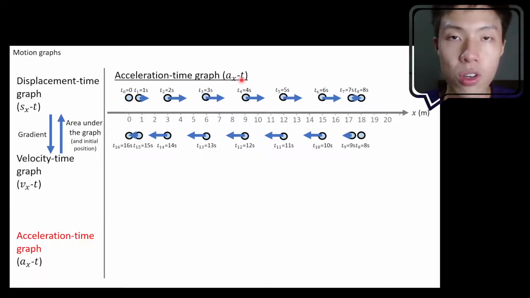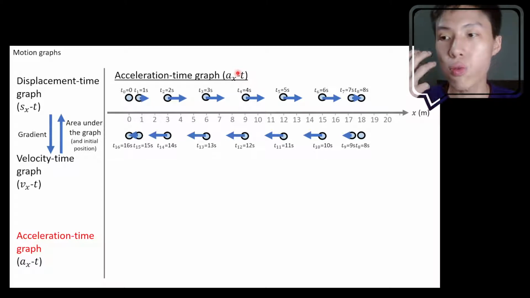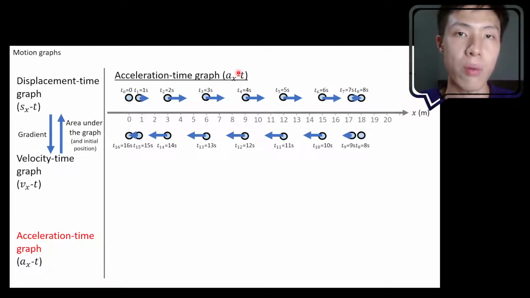Let's now move on to talk about the third type of motion graph, which is the acceleration time graph. As you can see here, you have acceleration as your y-axis and time as your x-axis. The acceleration here can either be the x component of acceleration if you are moving in the x dimension, or the y component of acceleration if you are moving in the y dimension, depending on what kind of motion you are having.